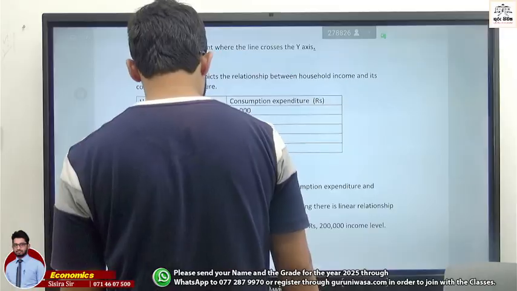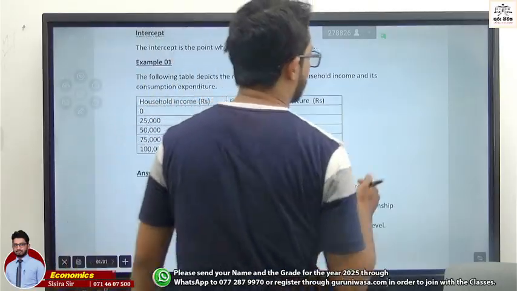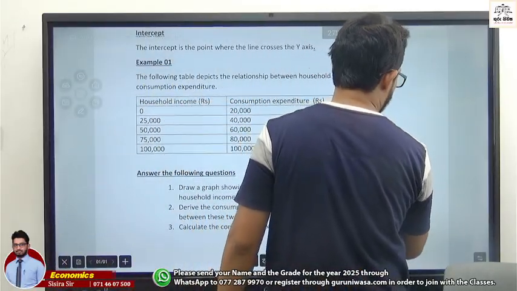Lamai, how to label the axis? That is a critical point. How to label the axis?